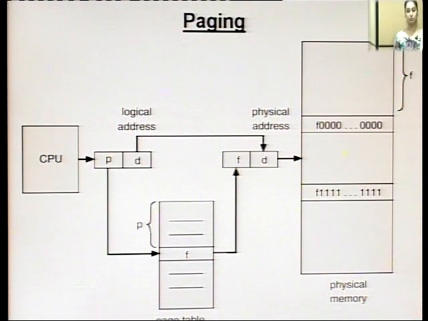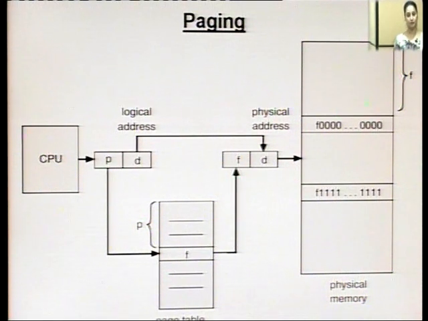At the start there is a CPU, the central processing unit, which generates a logical address. The logical address consists of two things: first the page number and second the page offset. The page number is denoted by P and the page offset by D. The page is converted to a frame, the part stored in physical memory. The page table converts this page to a frame according to the free space available.